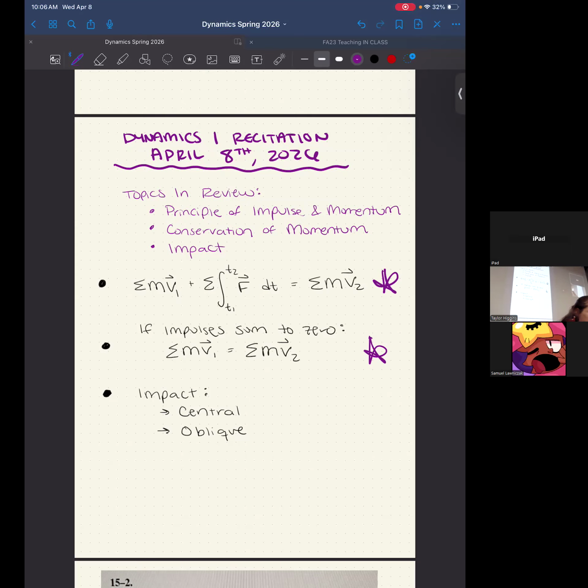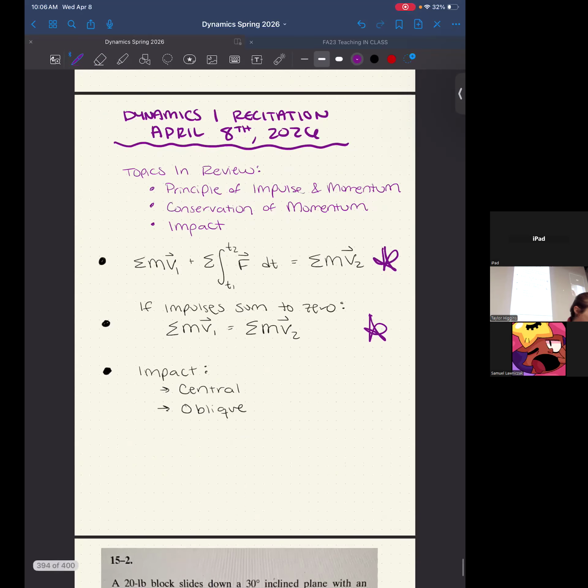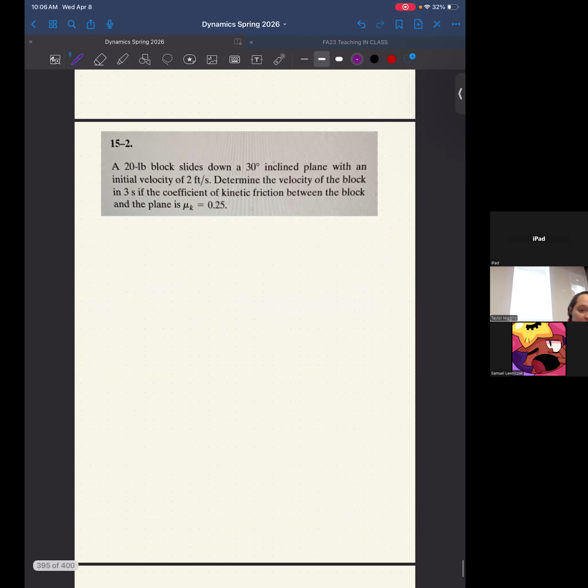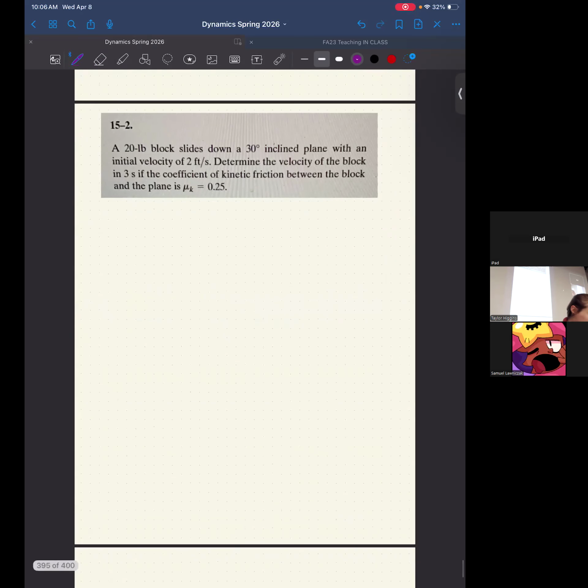And then, of course, last class, we talked about impact, and we talked about 2 different types of impact, one being central, one oblique. And both of these impact types require us to think about the principle of impulse momentum or the conservation of momentum in different ways and in different directions. So this first one here is a pretty simple problem. So I'm actually going to shut up a bit and let you guys work on it.